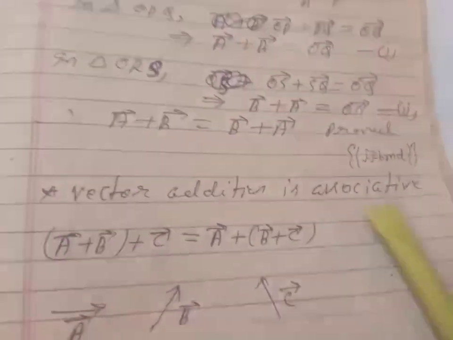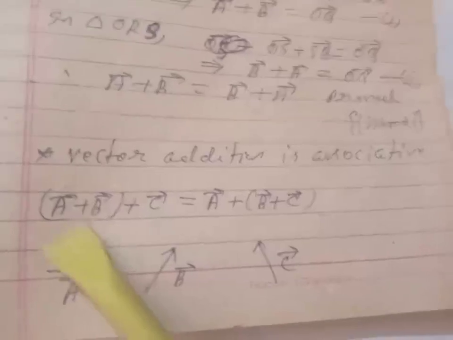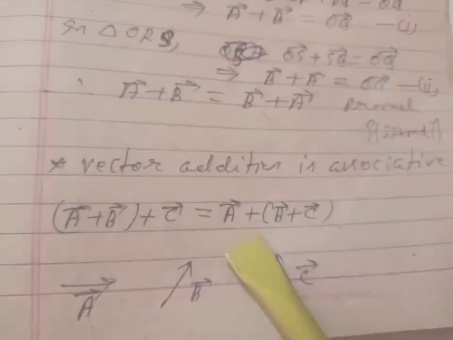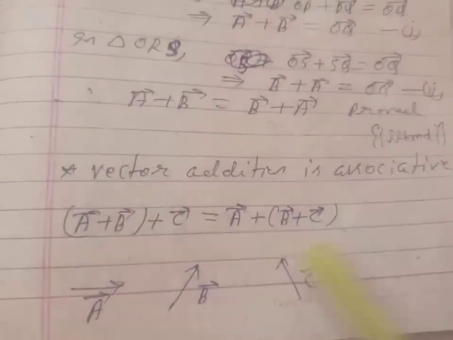Also vector addition is associative, that is, (A plus B) plus C is equal to A plus (B plus C). Here three vectors are shown, A, B and C.